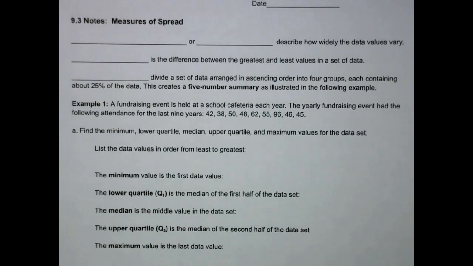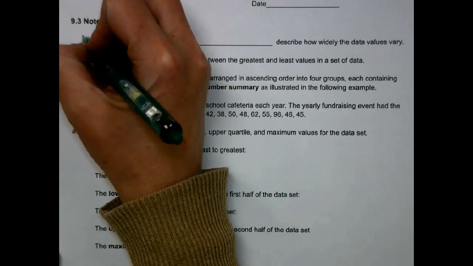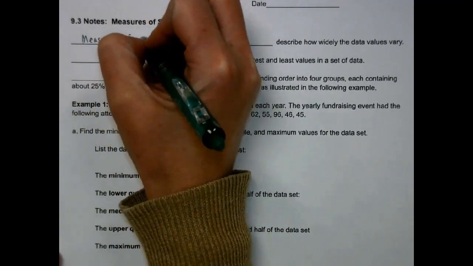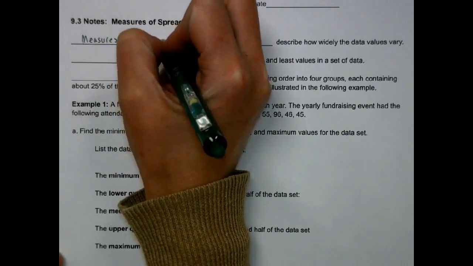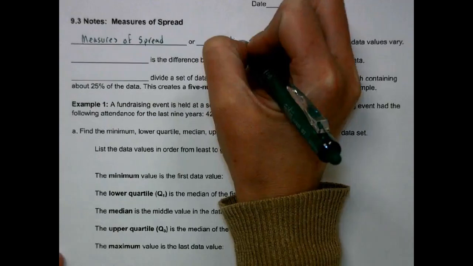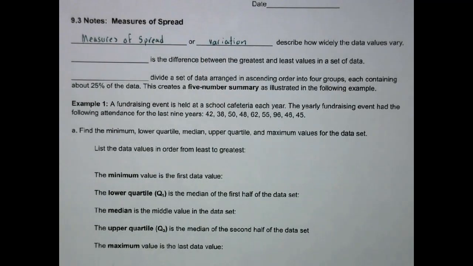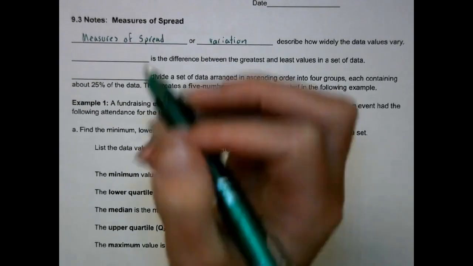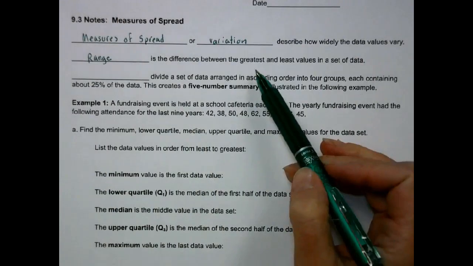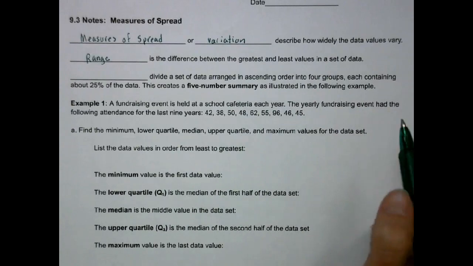Today we're going to talk about measures of spread. So measures of spread, or variation, is how widely the data vary. The range is the difference between the greatest and the least value.